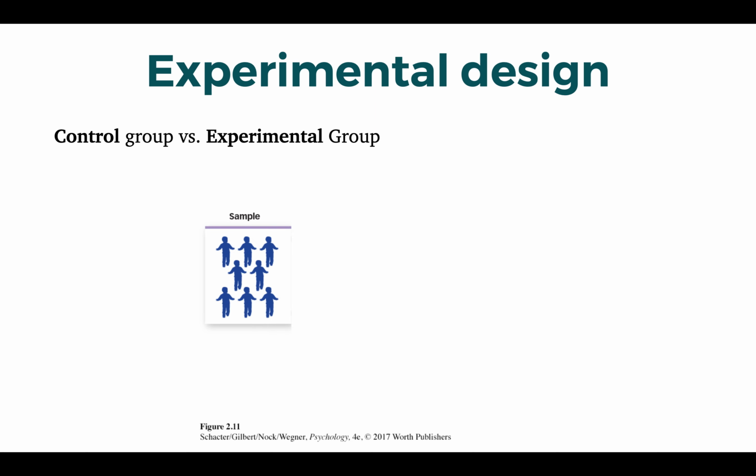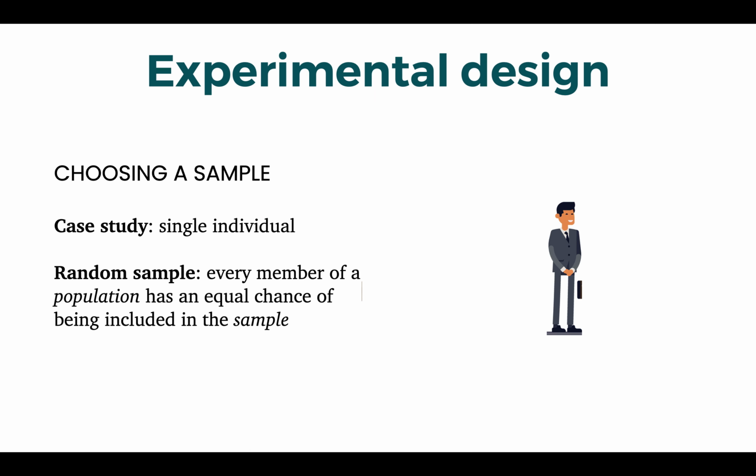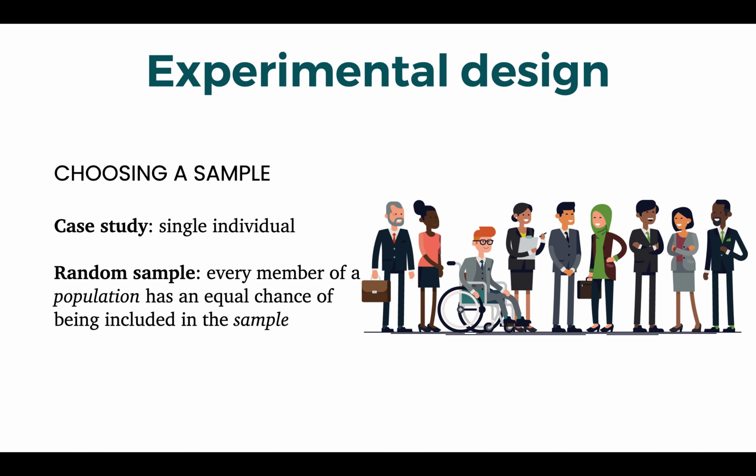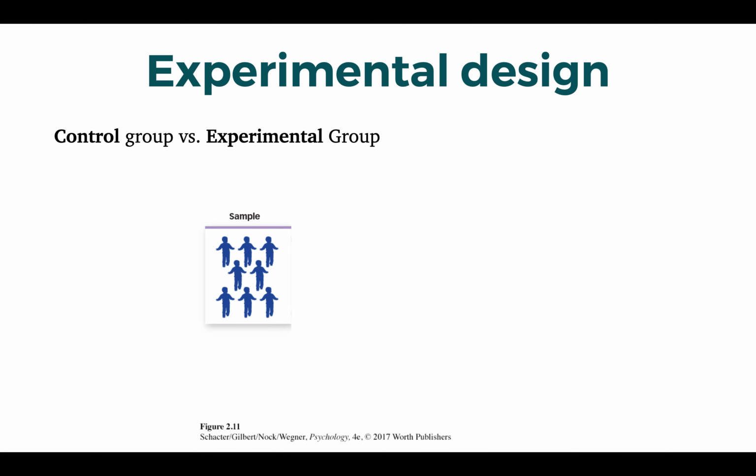Finally, well, maybe not finally, I think there's one more point after this, but okay, when you have your subjects, your sample, I'll get there. Okay, so once you have your sample, you're going to want to divide them into a control group and an experimental group most of the time, okay?